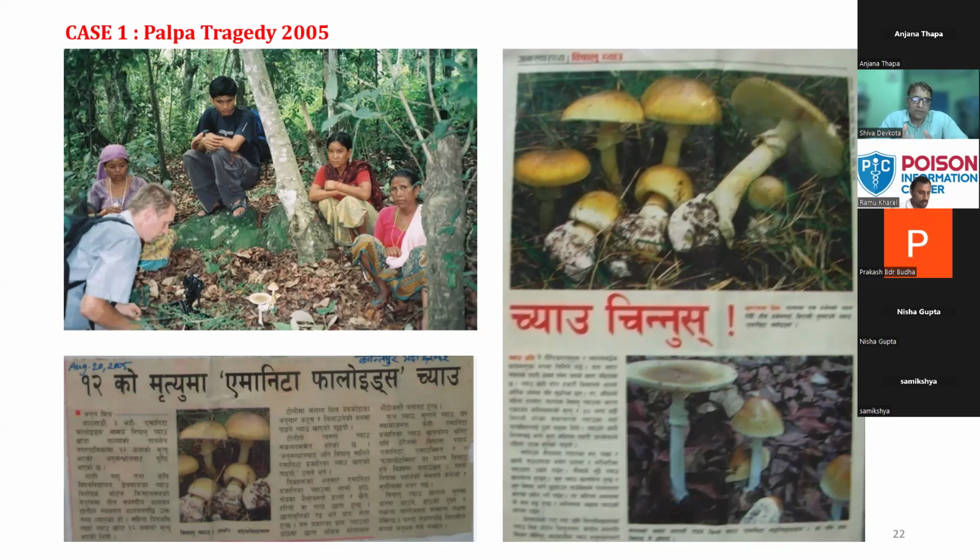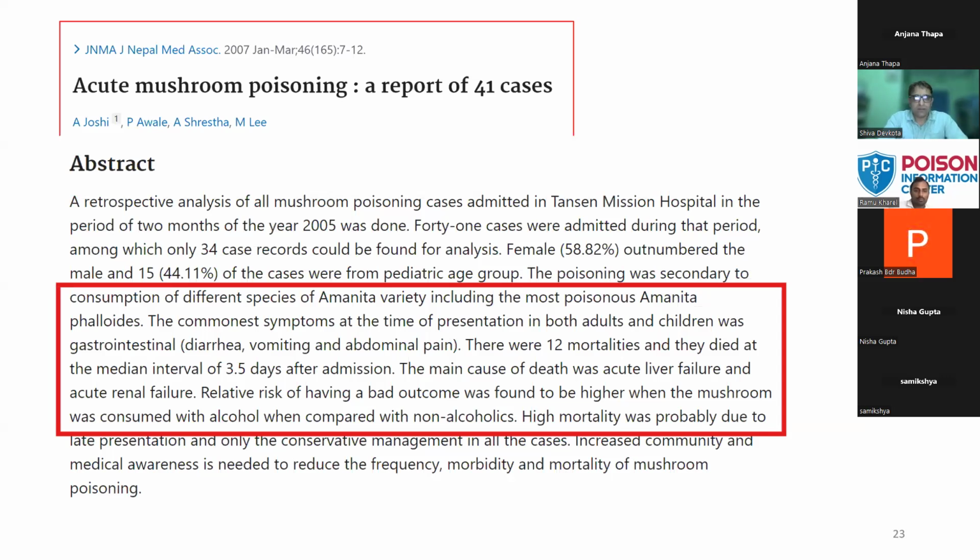What I'm trying to say is that, as I said, we have only 1,200 mushrooms reported so far, so we don't know which poisonous mushrooms are growing where. We need more exploration, as we have very little. There might be several other poisonous mushrooms growing somewhere in Nepal. Later we talked with the doctors at Palpa Mission Hospital, and they published the paper, Acute mushroom poisoning: a report of 41 cases. If you like, you may have a look.